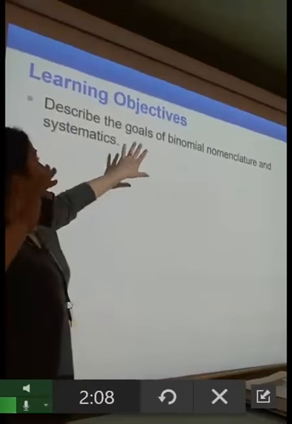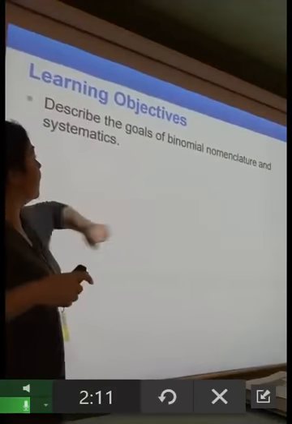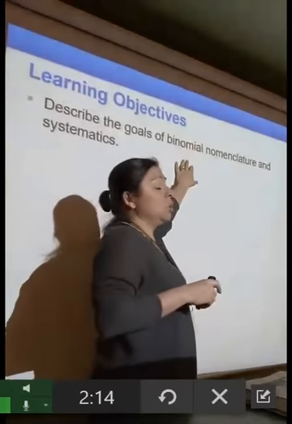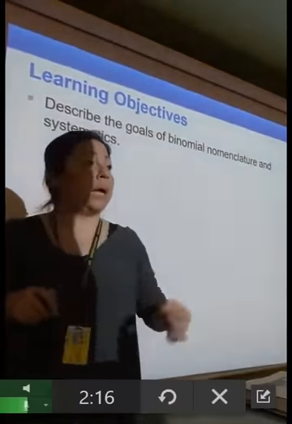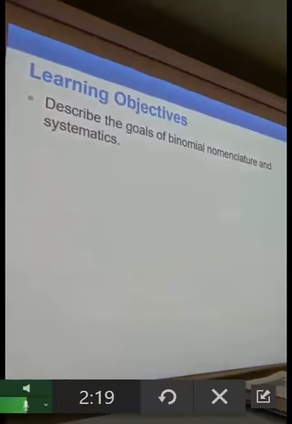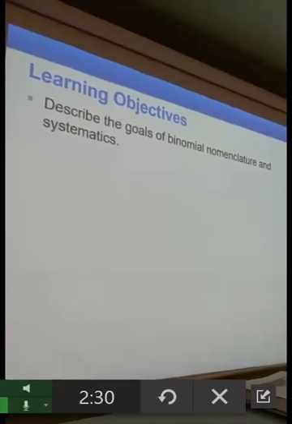Here are your learning objectives. Describe the goals of binomial nomenclature and systematics. Well, binomial nomenclature is a vocab term, so you might want to highlight or underline it. How many is bi? 2. And the reason it's binomial is because we use a 2-word or 2-name system. For example, for you humans, that would include me too, we use the binomial nomenclature Homo sapiens, and that's because we belong to the genus Homo, and the species is sapiens, right? And I'll give you more examples as we go along.